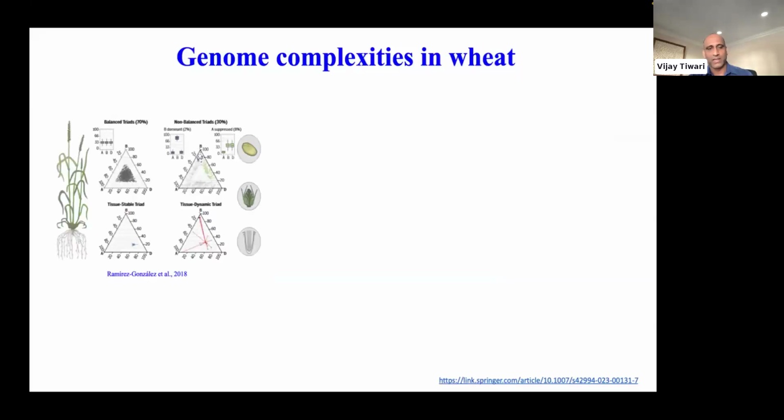And this work is, again, I'm oversimplifying this beautiful paper from Cristobal's group, where his data suggests that about 30-70% of the genes in wheat show a balanced triad. That means expression is very similar from the A, B, and D genome specific genes.